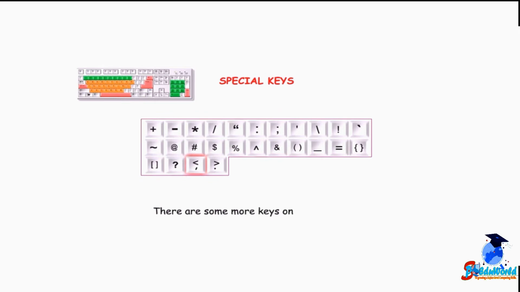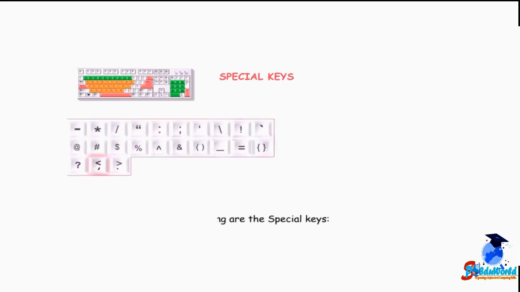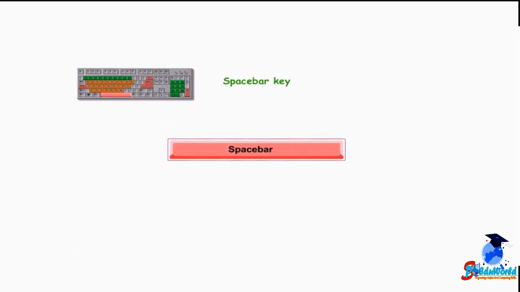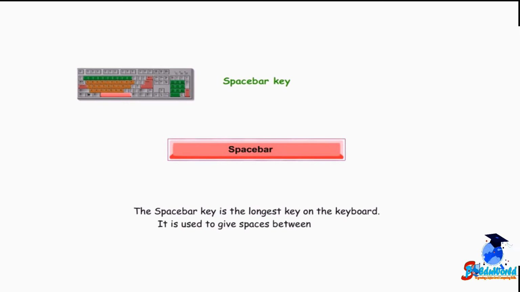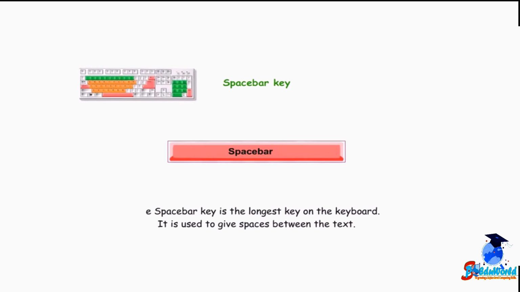There are some more keys on the keyboard known as special keys. Following are the special keys. Space bar key. The space bar key is the longest key on the keyboard. It is used to give spaces between the text.